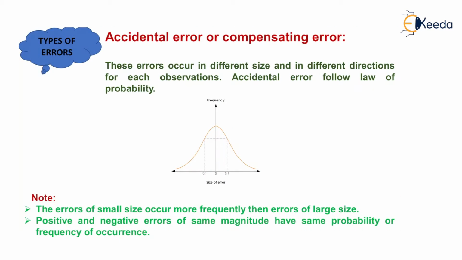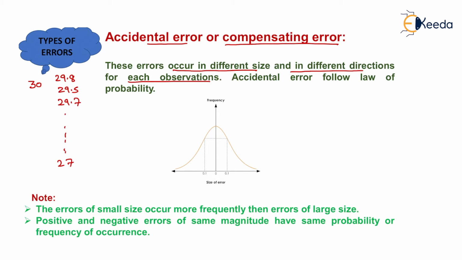Now, the next error is accidental error or compensating error. Now these errors occur in different size and in different direction for each observation. Now if you take a reading of a particular experiment, suppose the true value given in the book is 30, so you will get the reading as 29.8, 29.5, 29.7, hardly will you get a reading of 27. Okay, so these errors occur in different size and in different direction for each observation.